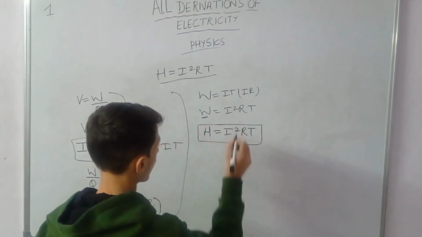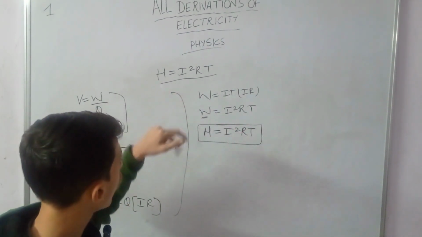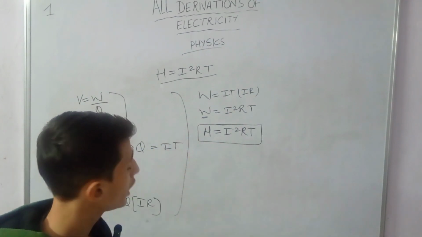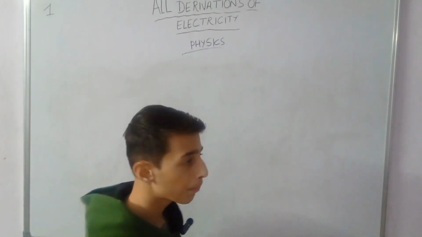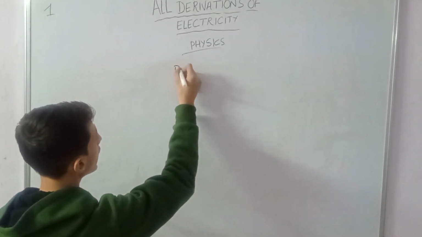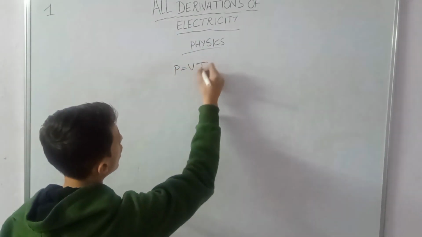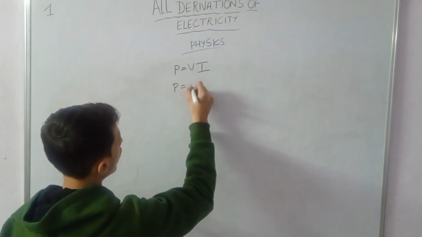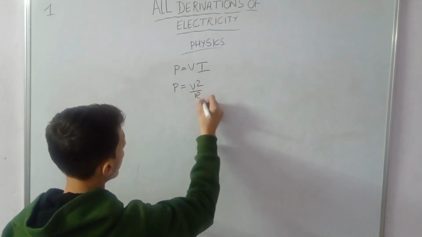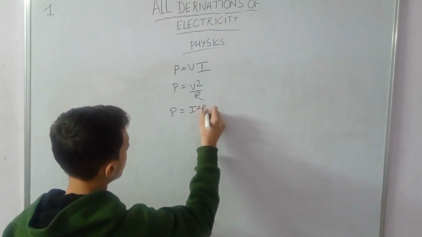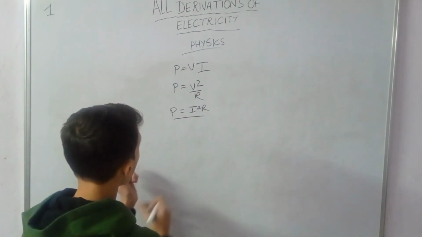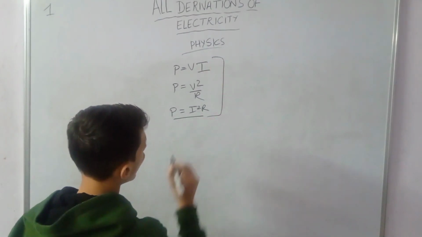Okay. Now this is the proof of Joule's law of heating, that is the formula of H equals I square RT. Prove the fourth formula, that is of electrical power. And electrical power has three formulas, that is P equals VI, P equals V square upon R, and another formula of electrical power is I square R, P equals I square R. Okay. Now I will prove these three formulas.